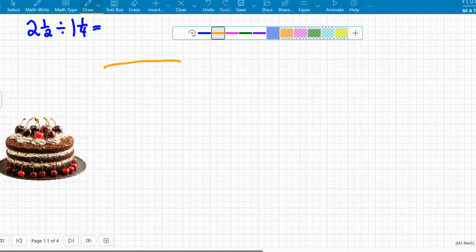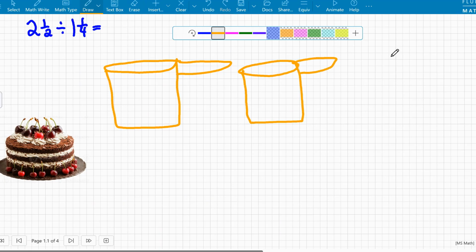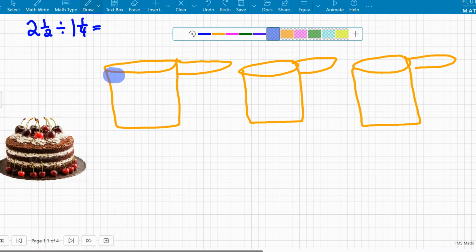I'm going to start with drawing 2.5 cups of sugar. There's 1 cup of sugar, a second cup of sugar, and I know my pictures aren't beautiful, but they just have to be functional. And I need a third cup because I have more than 2 cups of sugar. Let's go ahead and fill them full of sugar. So the first cup is full of sugar. The second cup is full of sugar. And in the third cup, we only have a half cup of sugar.